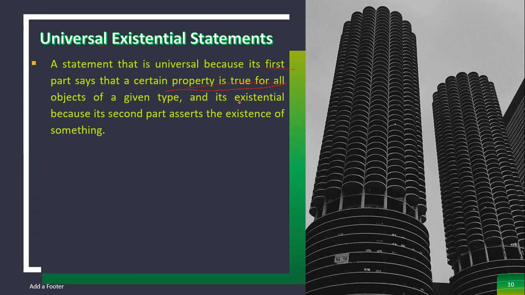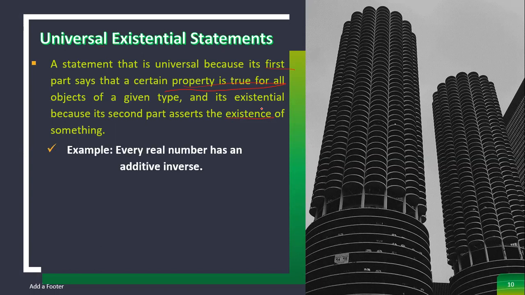And its existential part, or the second part, asserts the existence of something. So the first part is true for all, that is universal. And the second part, there is an existence of something, or there is an existence of a certain number. So that is an existential statement.